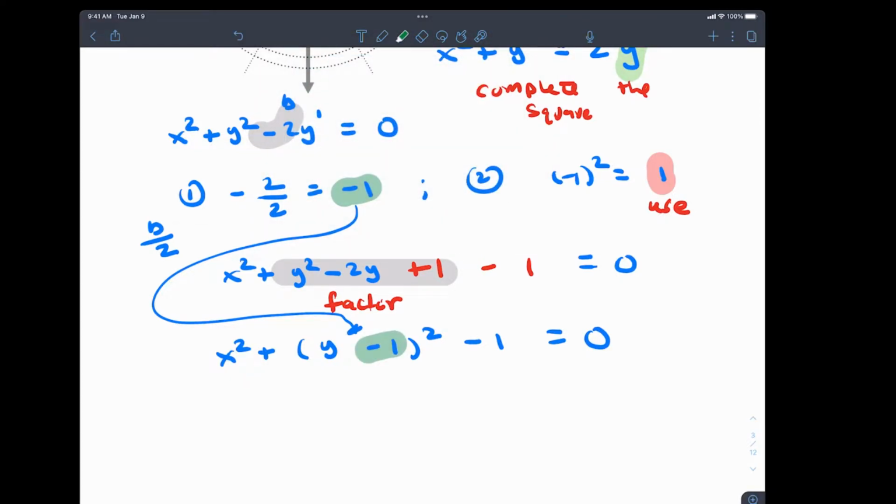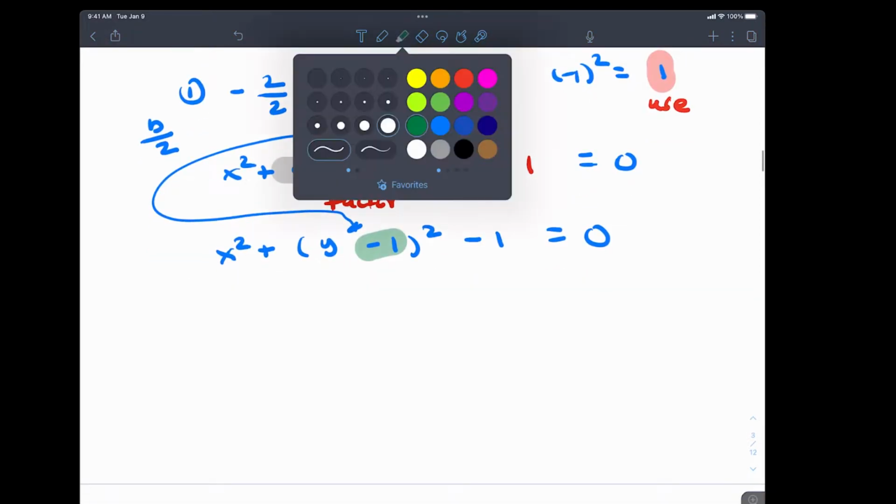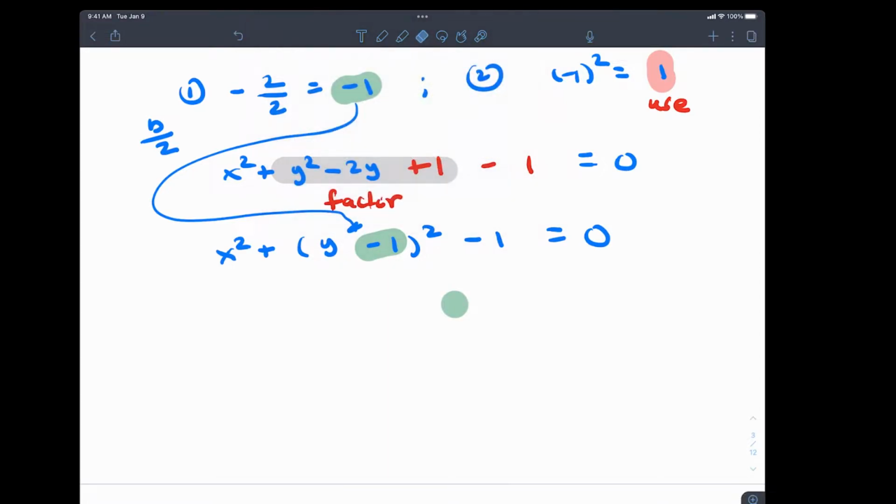Well, we will. But here's what I'm saying to you. Completing the square gives you everything that you've seen here. But yes, you said, well, what do I do with this 1? Well, bring it to the other side, and you now have x squared plus (y minus 1) squared equals 1.